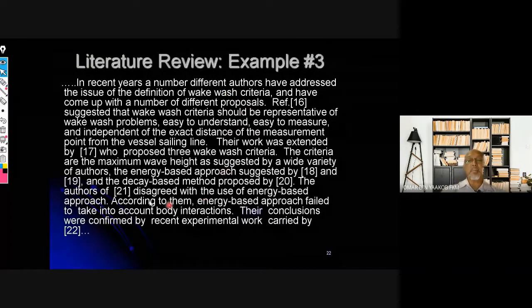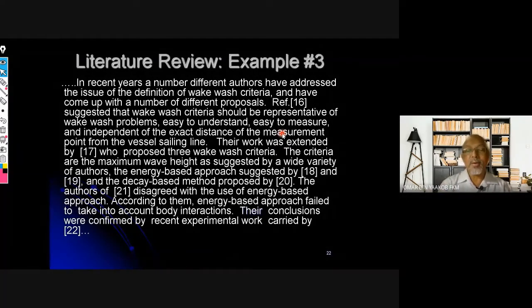This is only talking about criteria for wake wash. Wake wash is when a ship passes through a canal or a lake, and you can see the wave coming at the back. That is the wake wash when it comes onto land; it washes on the river bank. So there is a criterion for defining how high that is allowed. In recent years, a number of different authors have addressed the issue of the definition of wake wash criteria and have covered a number of different purposes. This is a general statement, and then it explains one by one. Reference one suggested this and so on.